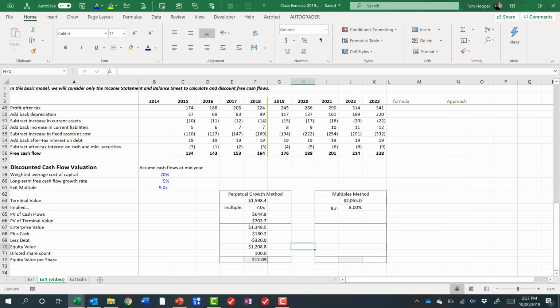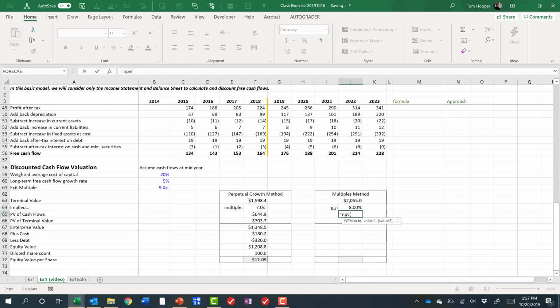Let's see how that compares to the multiples method. We've already calculated our terminal value with the multiples method and found out the corresponding implied long-term growth rate. Now we need to take the PV of the cash flows again. Same as before. In fact, we could just use that number again. Hasn't changed. But the PV of the terminal value this time is the new terminal value divided by 1 plus the WACC to that same exponent.